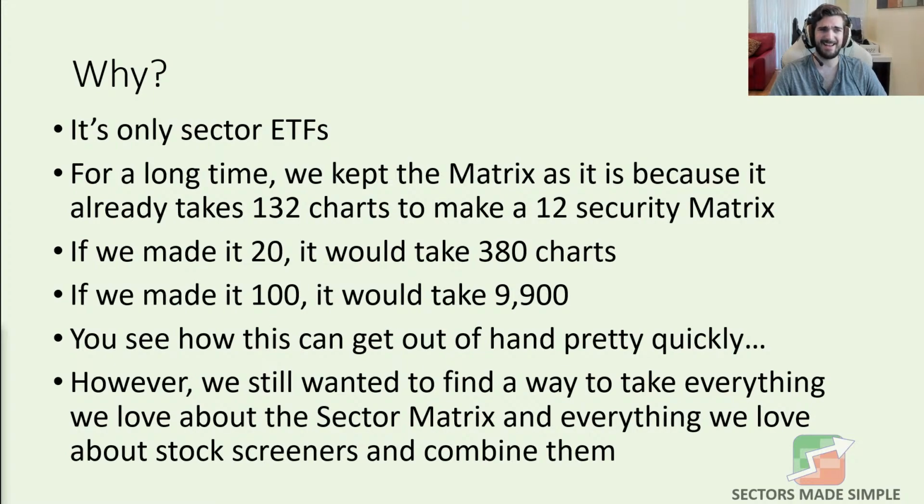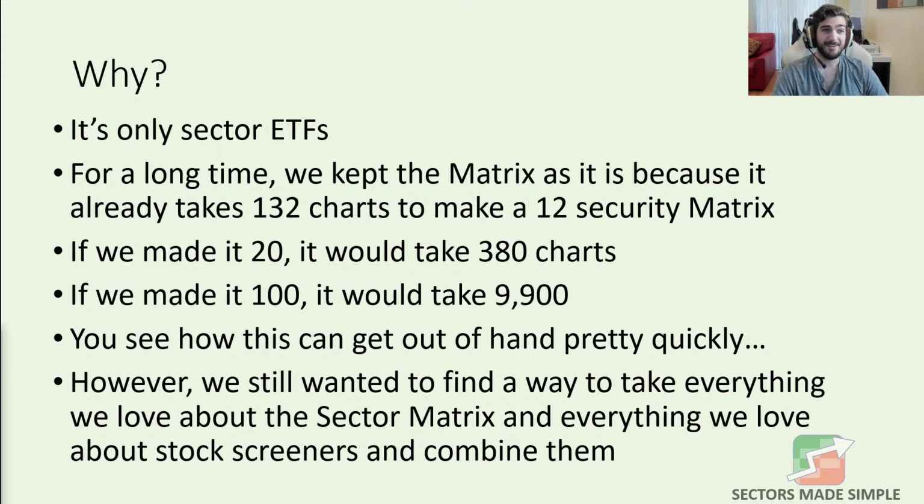You can see how this gets out of hand pretty quickly, because 500, if we wanted to do the whole S&P 500 matrix, where we didn't turn it into sectors, all we did was look at 500 companies on a single matrix. Well, 500 times 500 is 250,000. Minus 500 is a rounding error, but for those keeping track at home, 249,500 charts would be needed to make a single S&P 500 matrix.